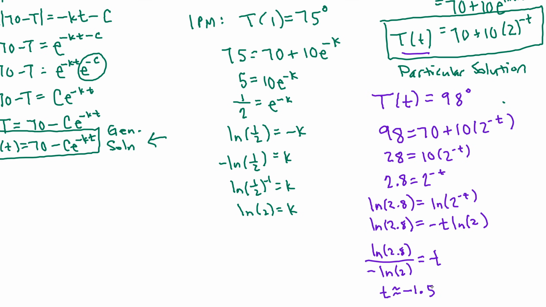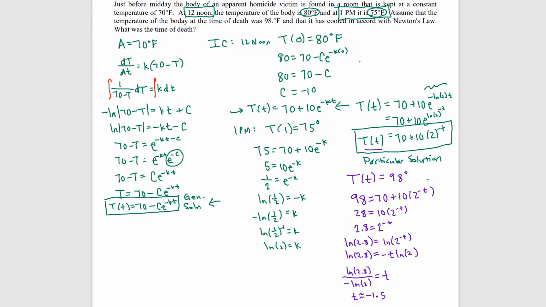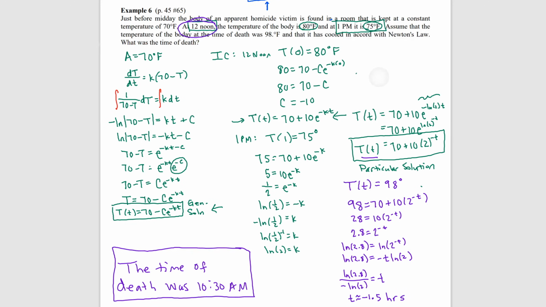Negative time means before our initial time, right? Remember we said the initial time, the time that we took the first measurement, is 12 noon. So we need to figure out an hour and a half, this is 1.5 hours, before noon. An hour and a half before noon is 10:30 a.m. So our conclusion is that the time of death was 10:30 a.m. And that comes from two separate measurements of temperature and understanding that this is following Newton's law of cooling.